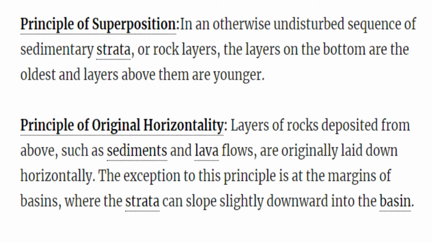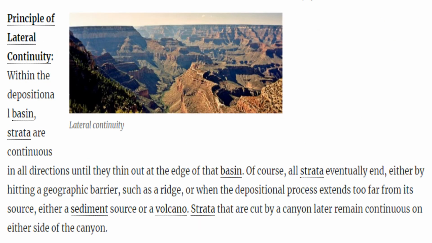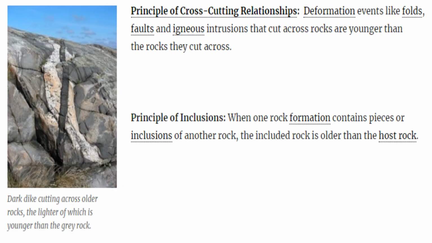Superposition: the layers at the bottom of undisturbed strata are older than those above. Original horizontality: sediments deposited from above were originally deposited horizontally. Lateral continuity: within a depositional basin, strata are continuous until they thin out at the edge of that basin. Cross-cutting relationships: deformations such as folds, faults, and intrusions are younger than the rock they cut across.